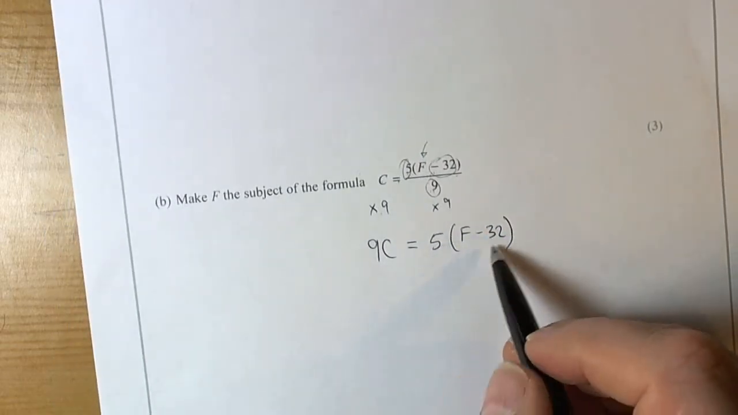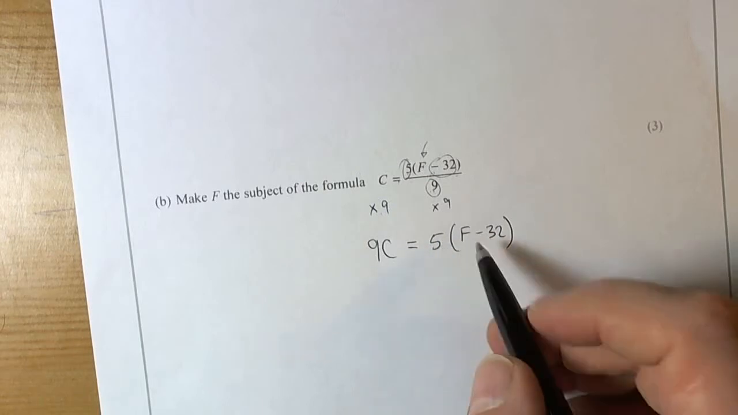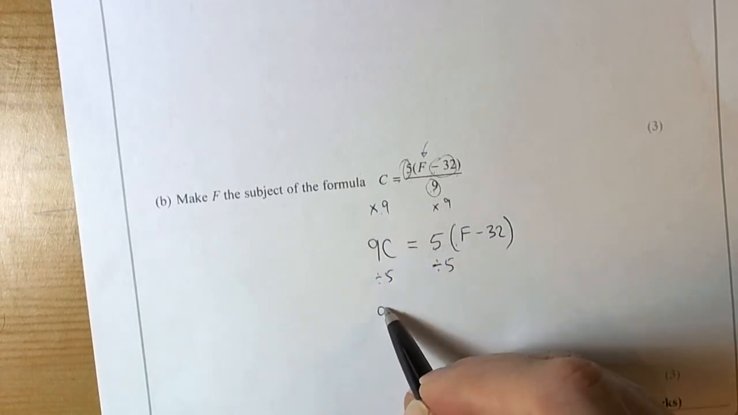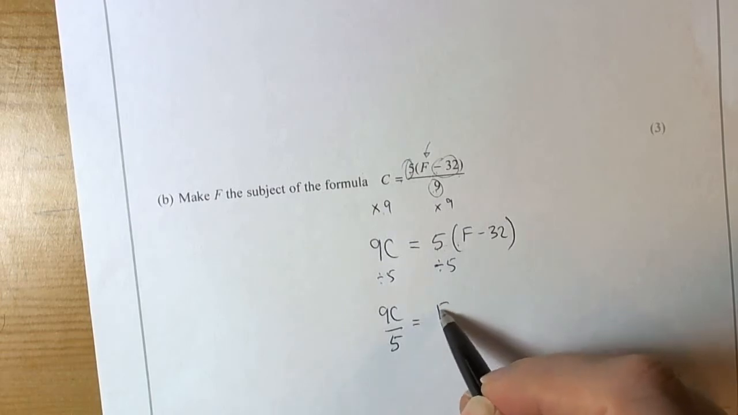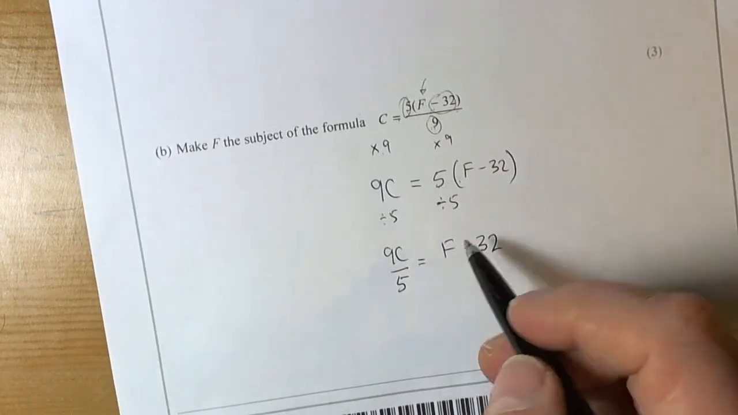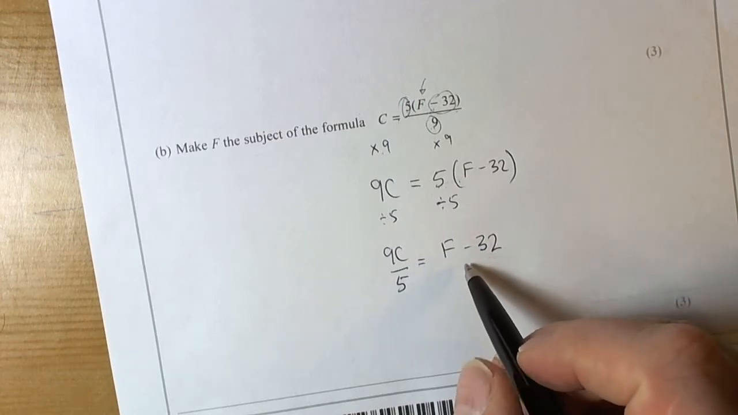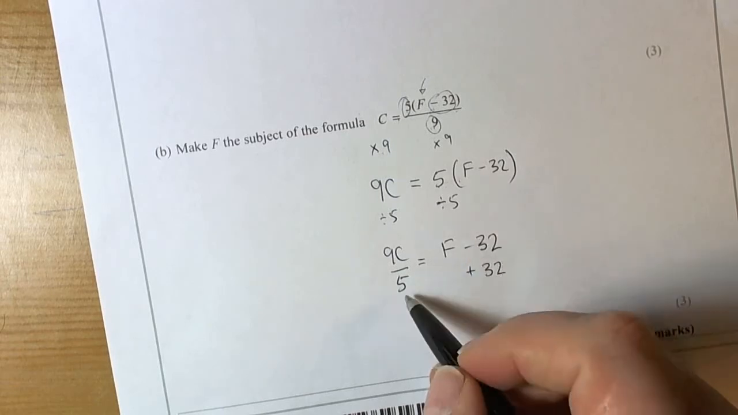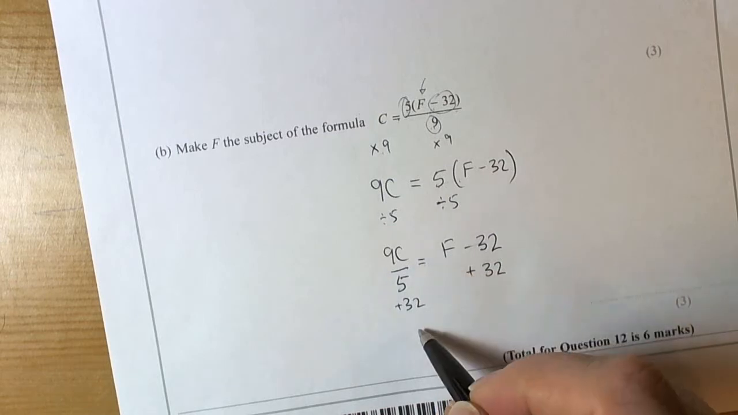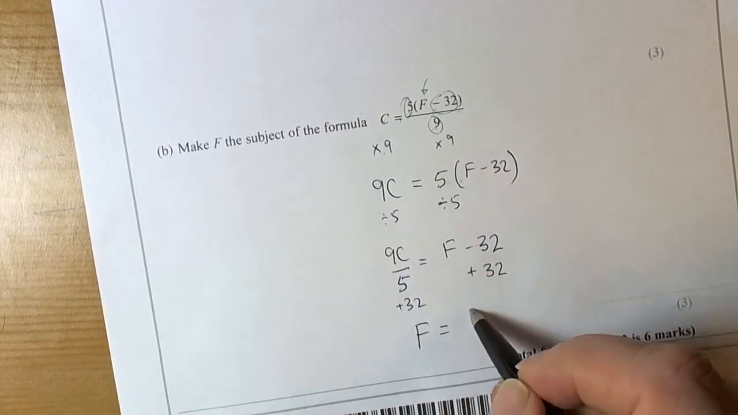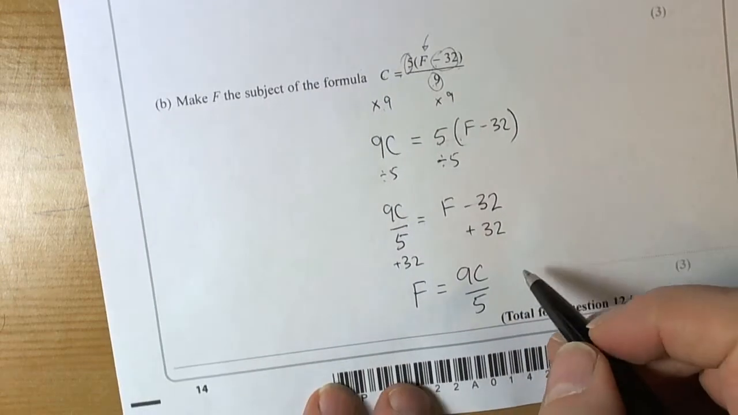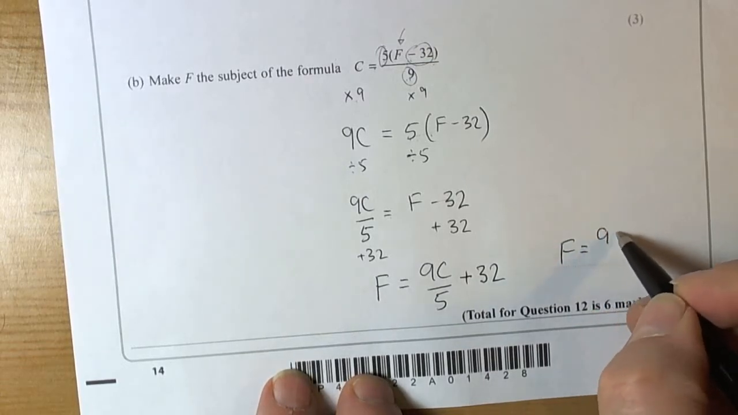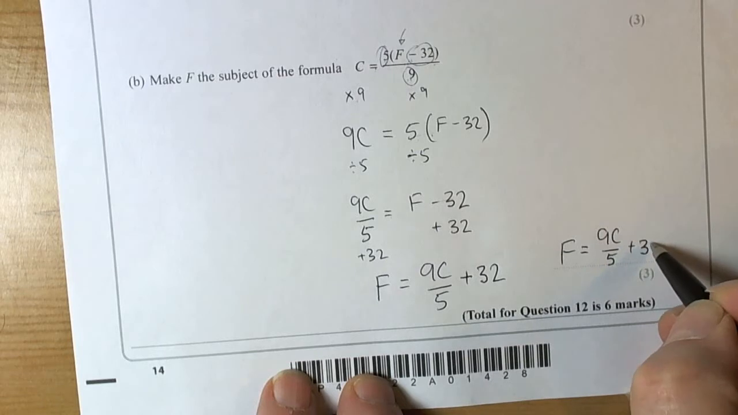Rather than expand this bracket, I'll make my life a little bit easier. I'm going to divide by 5 first, because this says 5 times, so we're going to divide by 5. So we get 9C over 5 is equal to F take away 32. Don't need the bracket anymore because we've not got anything to multiply by. Then I can see here that I've got to take away 32 to move, so the opposite of taking away 32 to make it 0 is adding 32. So I'm going to add 32 to both sides of the equals, and we end up with F is equal to 9C over 5 plus 32. So the answer here then is F is equal to 9C over 5 plus 32.